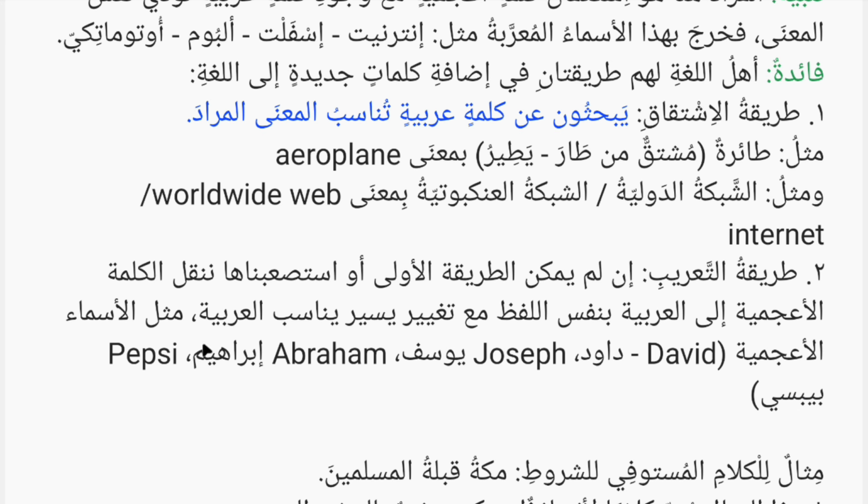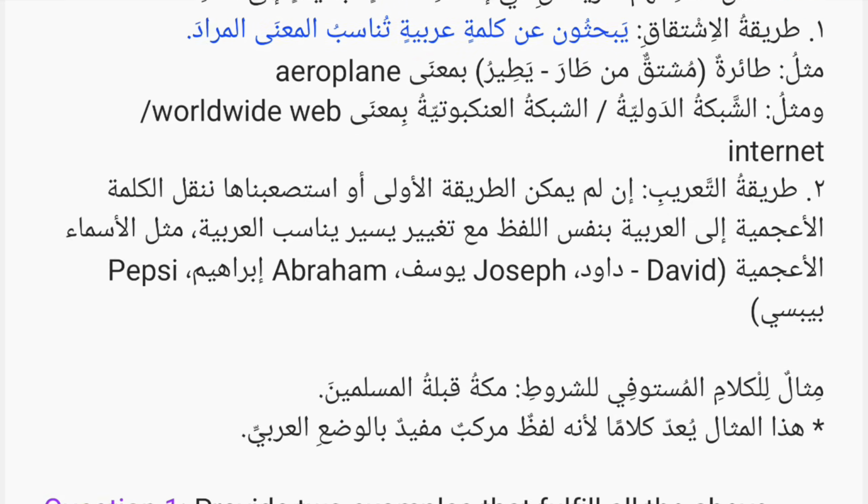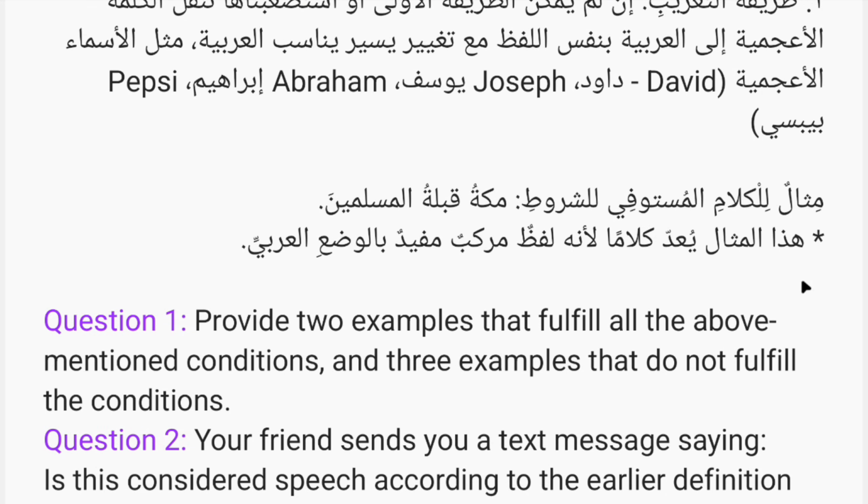So P's don't exist, so we change it into Ba. Okay, so that's the 4 conditions. Now we have an example of speech that fulfills the conditions. This is an example of a statement that fulfills all the conditions, the 4 conditions. مكة قبلة المسلمين. Makkah is the qibla, the direction of prayer of the Muslims.